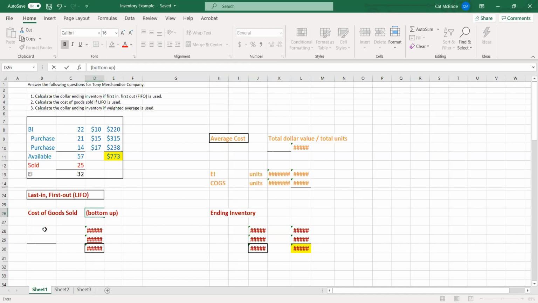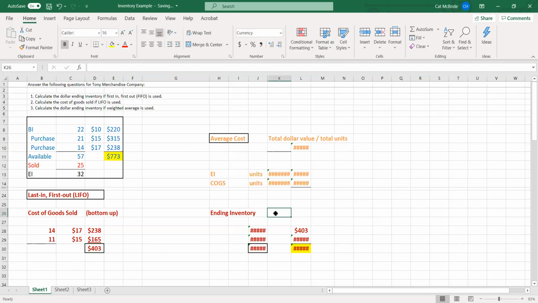All right, so cost of goods sold, same thing. I sold 25 units, but this time I'm going to start at the bottom. So I'm going to take all 14 of the units that are at $17, and I still need 11 more units to get to 25. So I'm going to take 11 of the next layer. So I'm going to take 11 of the units that were bought at $15. So my cost of goods sold is going to be $403.